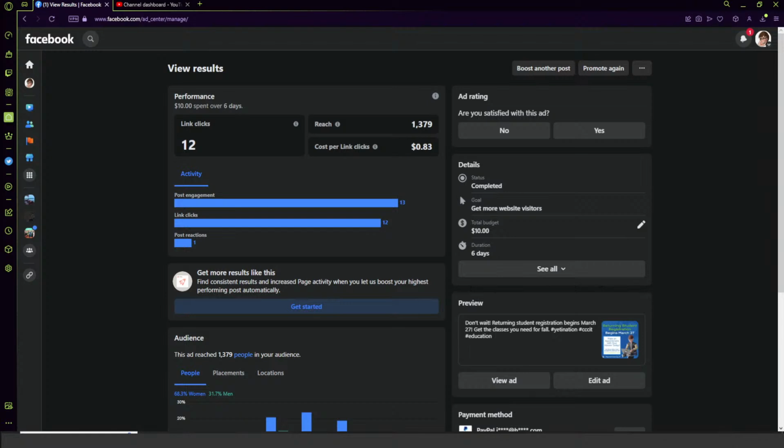But when we think about it, and we see the cost per click here, right? This is where that art and science comes into play, right? Because it's how the art gets into how we're applying this data. When we look at our cost per link click, 83 cents per link click, right? We spent $10 on the boost. We got 12 link clicks, and the link click was to the registration page to give people information about how to register.